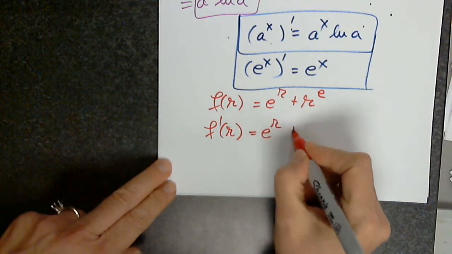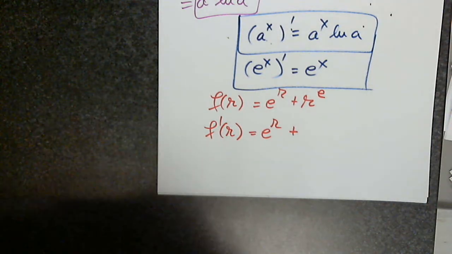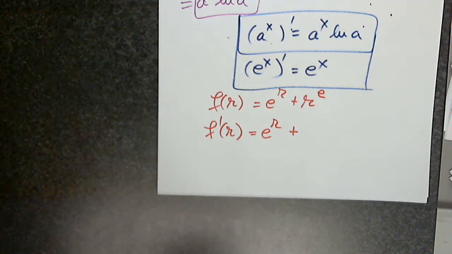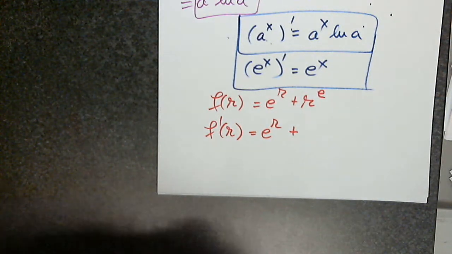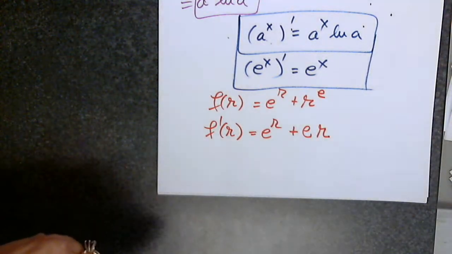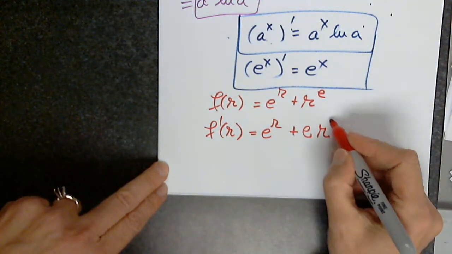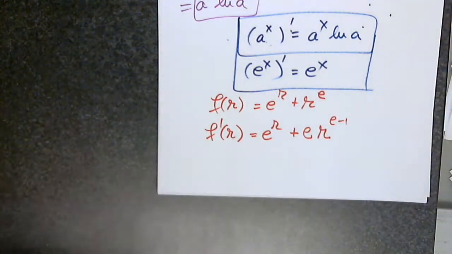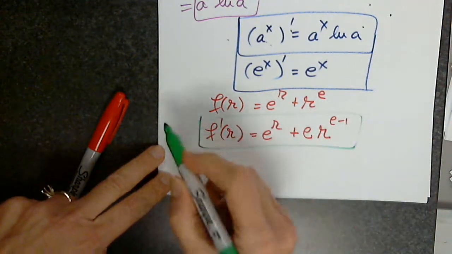e to the r, plus. Now this is r raised to a constant. How do I differentiate x to the 5th power? I differentiate r to the e power. I have to bring e down times r. Don't forget to subtract 1 from the power. So what will be the power? e minus 1, indeed. This is it. Very good.